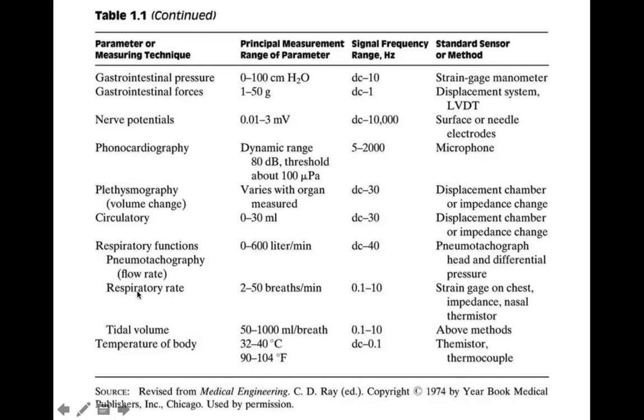Some interesting ones might be respiratory rate. People tend to breathe between 2 and 50 breaths per minute. I've actually seen babies and young children who are sick breathe much faster than that. Your signal frequency range is from 0.1 to 10 hertz, and this can be measured with a strain gauge on the chest. You can measure impedance. You can measure using a nasal thermistor.